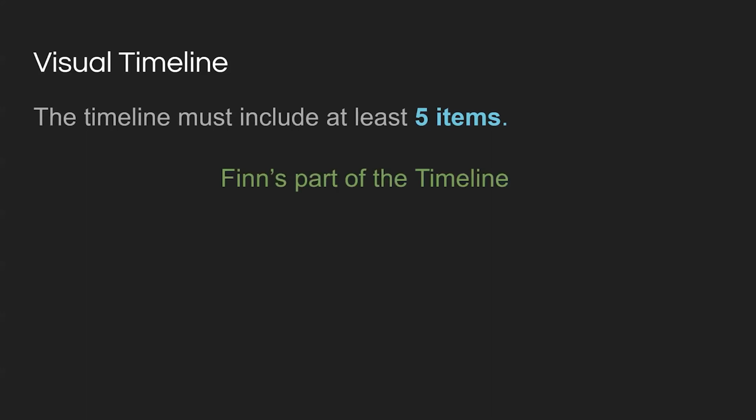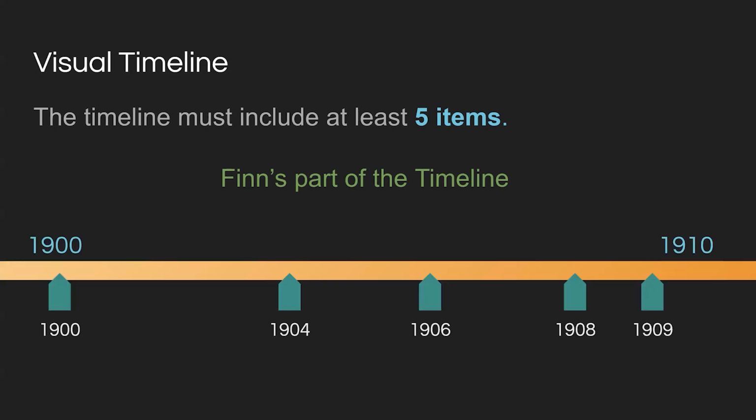Okay, so the next thing is your part of the timeline must include at least 5 items. So let's say we're going to have a look at Finn's part of the timeline, who's looking at that first 10 years. So Finn's 5 items are going to be taken from a range of events over those 10 years. So we have one event in the very first year, then there might be something that Finn talks about in 1904, the second event, then in 1906, 1908, and 1909. Okay, so they're his 5 elements.